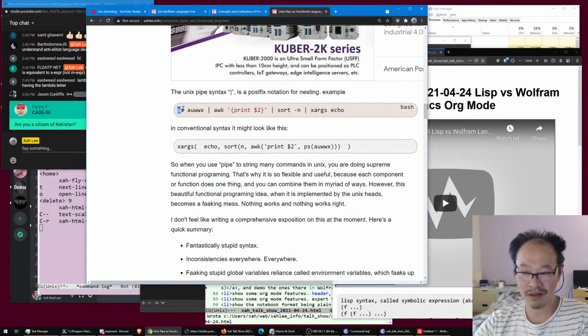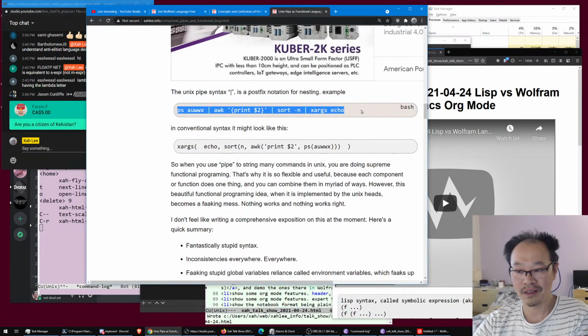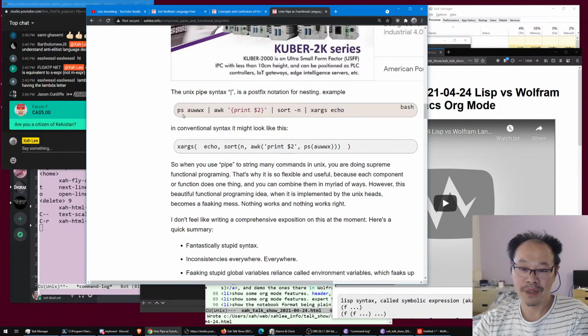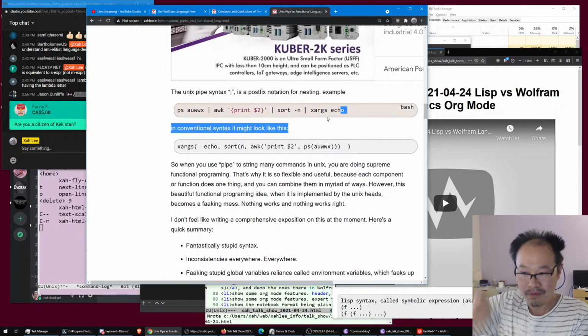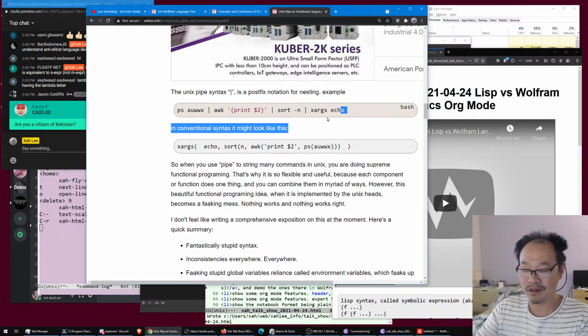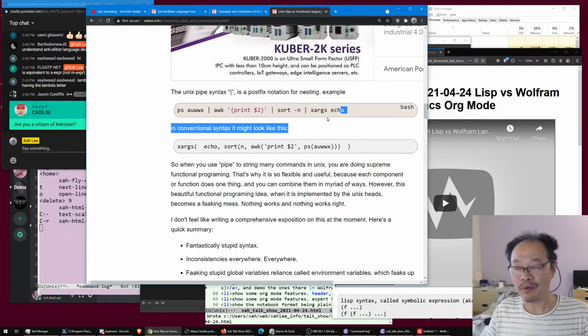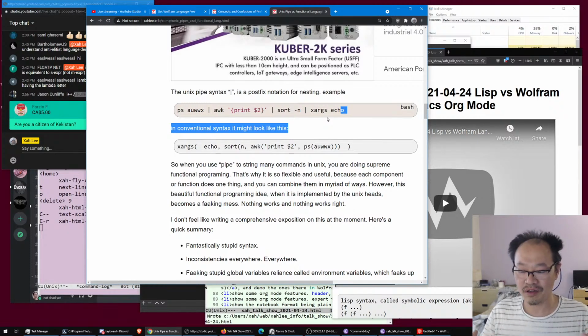Here is the prototypical Unix pipe, in Bash for example: ps aux, awk something, then sort, then xargs echo. That's typical. In Unix it's called a pipe. From a notational point of view, this is called postfix notation. Why do I say notational point of view? Because there are different points of view. The pipe is not just notation, it's also about how it does computation.